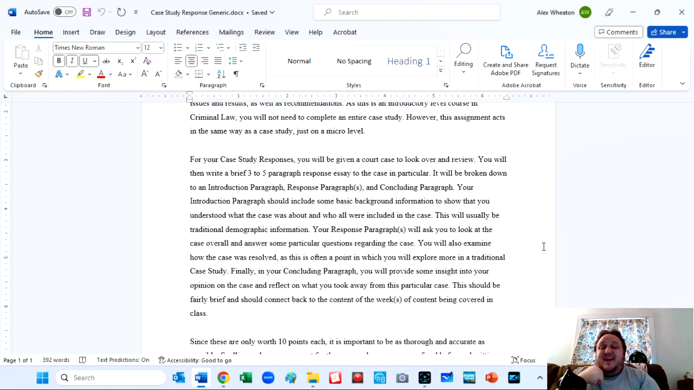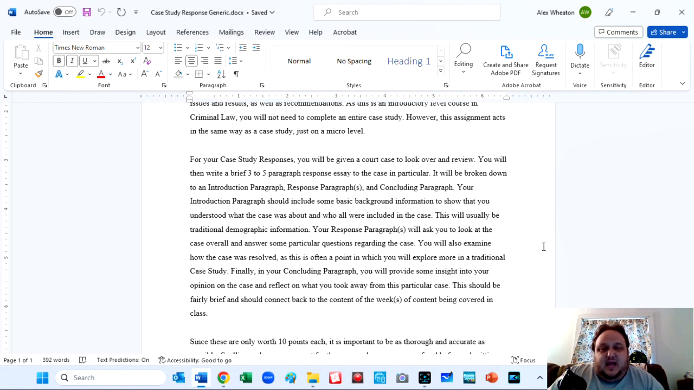You should also examine how the case was resolved, as this is often a point where you would explore, in a more traditional case study, what could have been different. And then finally, in your concluding paragraph, provide some insight into your opinion on the case. I want you to actually think, did you agree with this case? Did you not? Why? Reflect on what you took away from the particular case. Like, what impact did it have on other things?